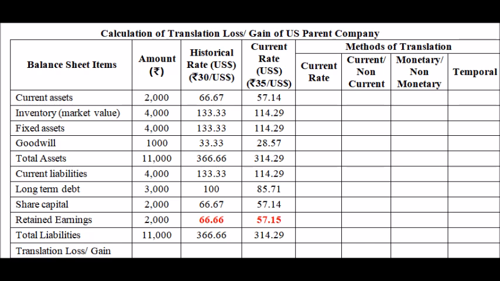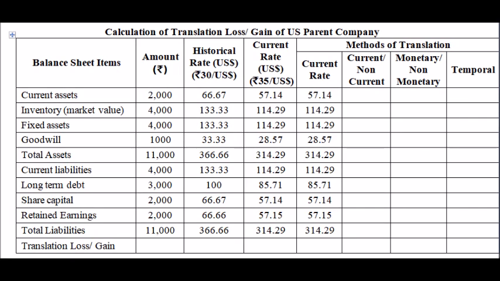Using the four methods, we will now calculate the translation gain loss. The first one using current rate method. Copy the entire column of current rate figures in the current rate method. We don't have to take much efforts since we already have calculated the figures with the current rate of rupees 35 per dollar. While solving the problems, refer to the theory of methods at the same time.